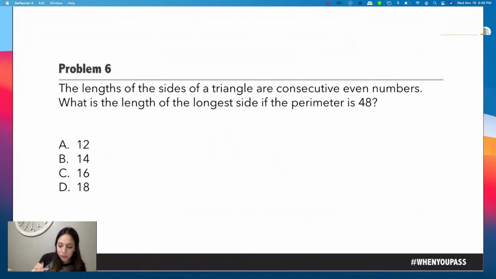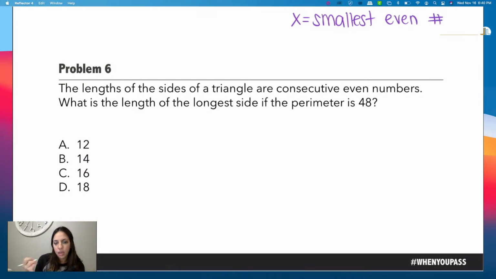So if we are looking at consecutive even numbers, and I call x my smallest even number, if I add my smallest number plus my next smallest number plus my biggest number, all of that has to equal what? 48, because the perimeter is 48.